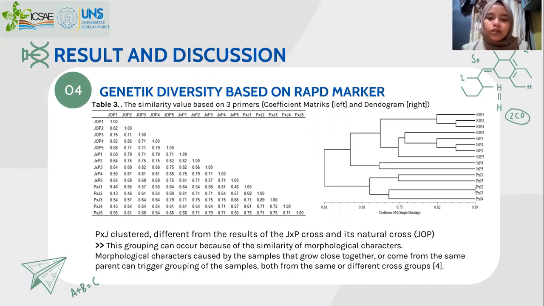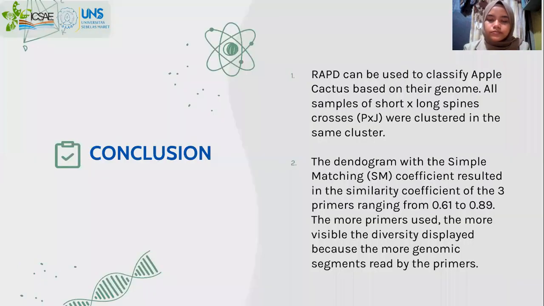This grouping can occur because of the similarity of morphological characters. Morphological characters caused by the samples that grow close together or come from the same parents can trigger grouping of the samples, both from the same or different cross groups.